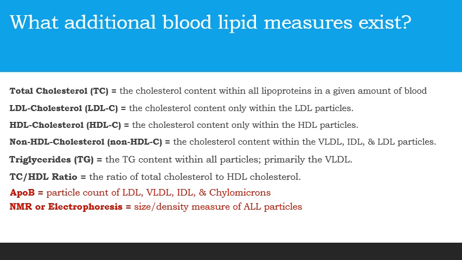Two other tests exist that can measure particle size or density of each individual subclass. Nuclear magnetic resonance spectroscopy, or NMR, is one of these tests, and electrophoresis is the other. These tests essentially measure the size of the magnetic field, or the size of the electrical charge field, that each particle emits, and can therefore estimate the size of the particle.